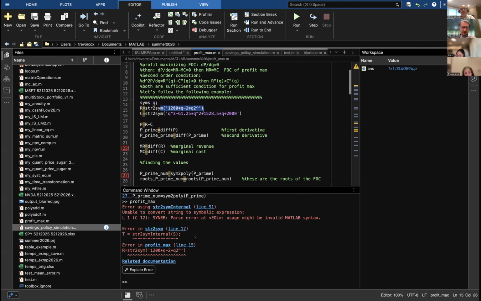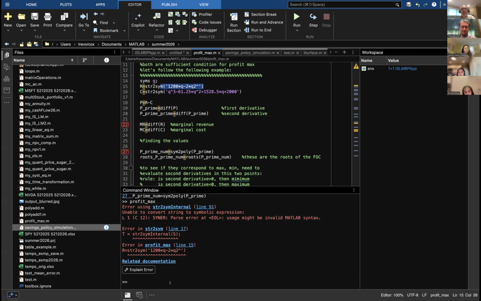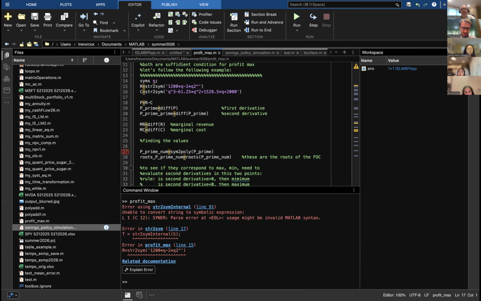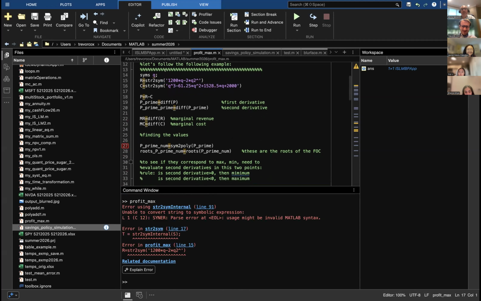I don't know why there's an error now, but basically it'll take the derivative of all of that. Try running it again. I don't know what's going on now.